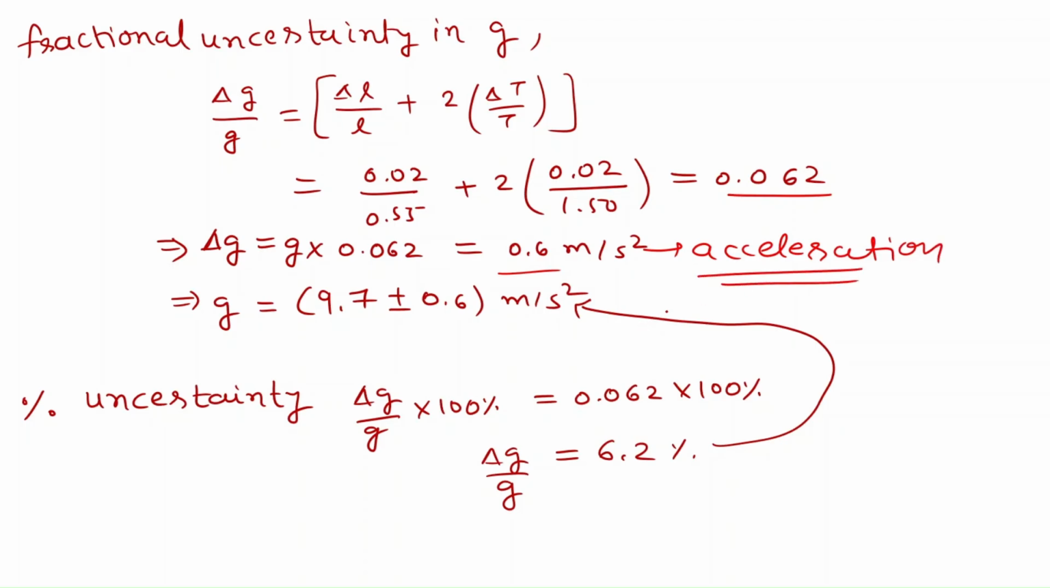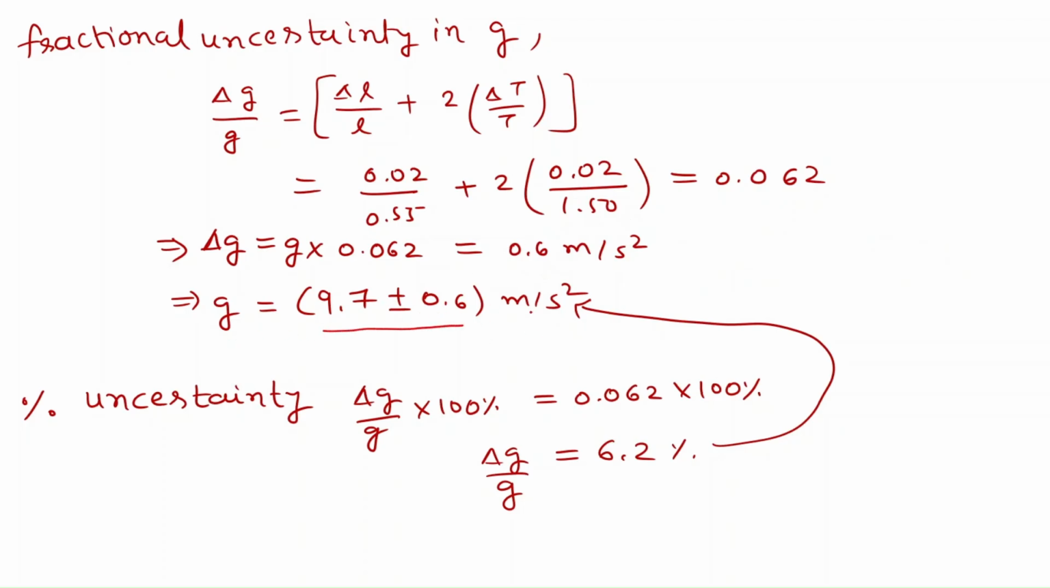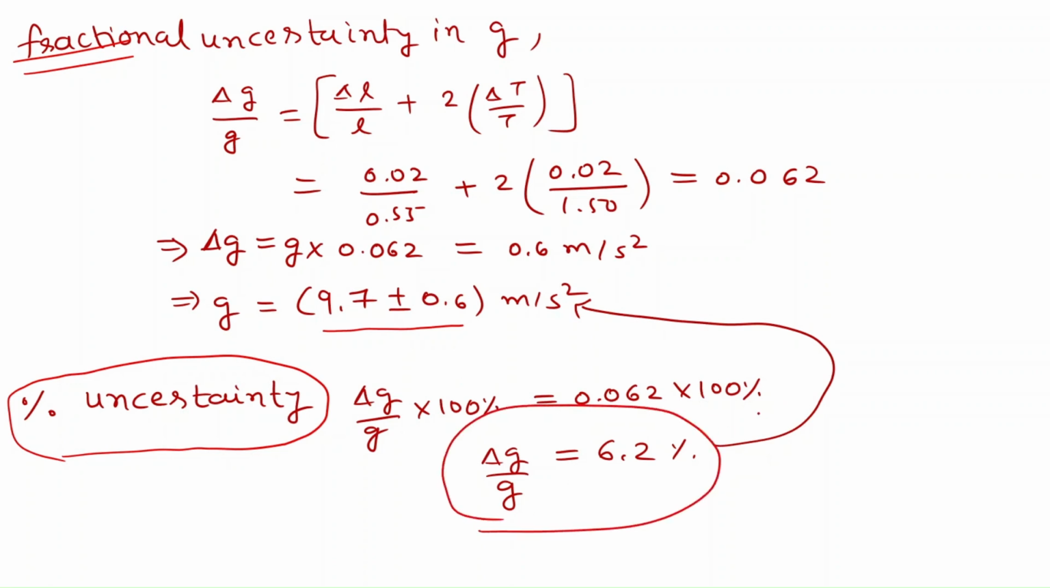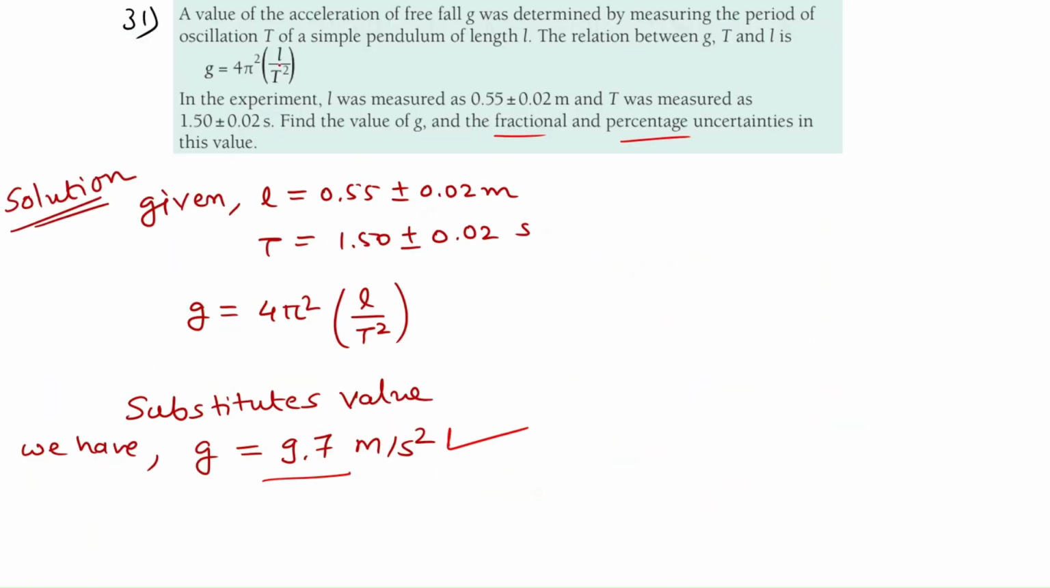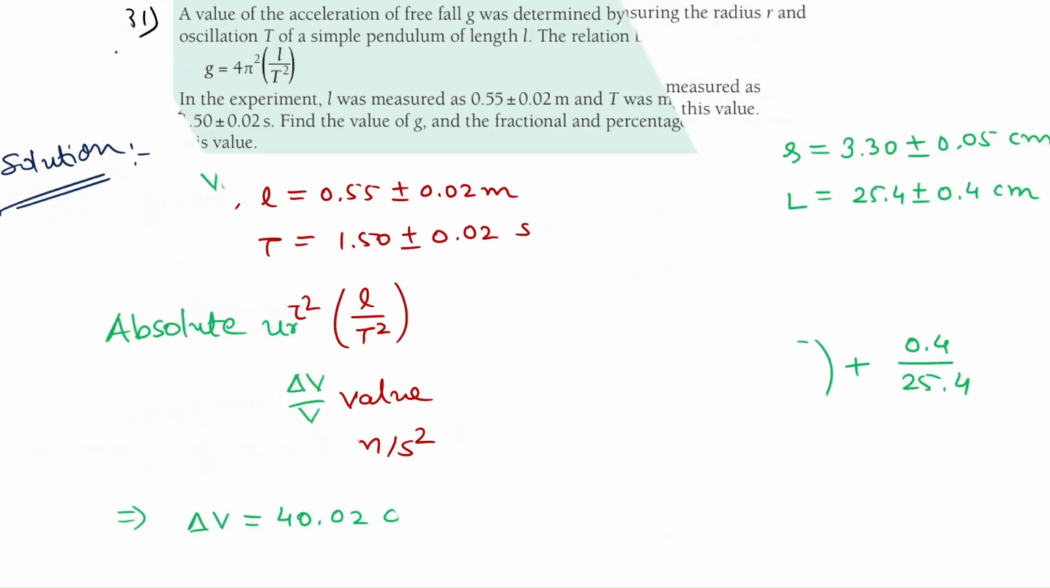In my first video, I mentioned do not forget to write units. So g is actually 9.7 plus or minus 0.6 meters per second squared from the fractional uncertainty. Now the percentage uncertainty is multiplied by 100. Same kind of thing, but multiply by 100, and you get 6.2 percent. This is all about question number 31. Now we go on to question number 32.